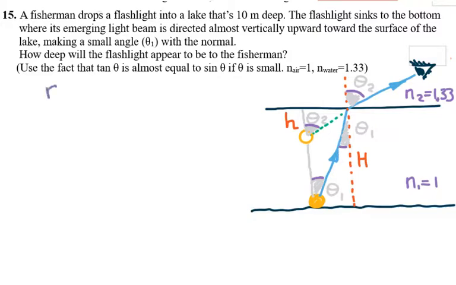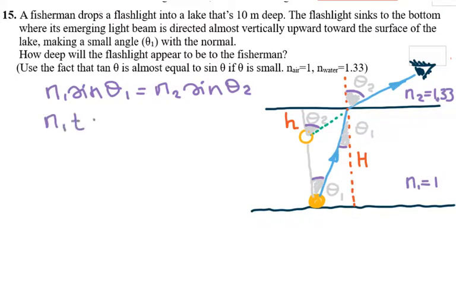So I'm going to say n1 sine θ1 is equal to n2 sine θ2. n1 is given, n2 is given. Because they say it's a very small angle, I can replace sine with tangent. So I will say n1 tangent θ1 is equal to n2 tangent θ2.